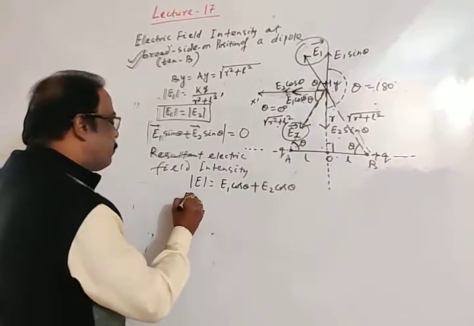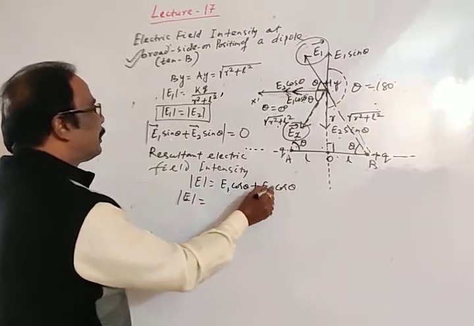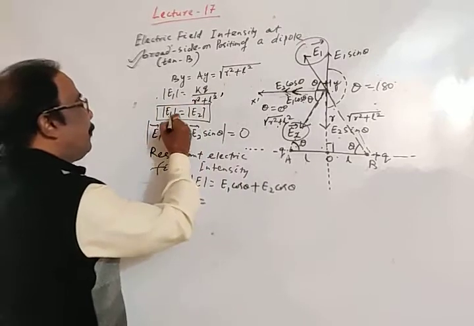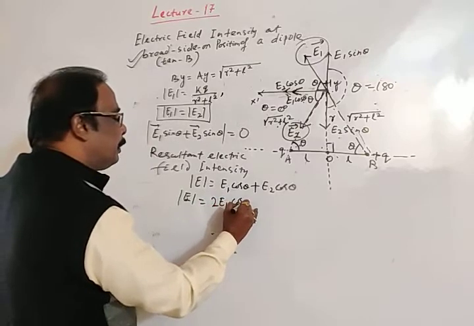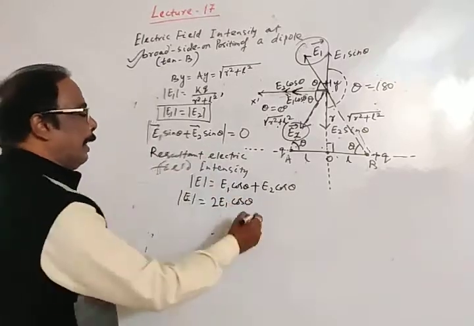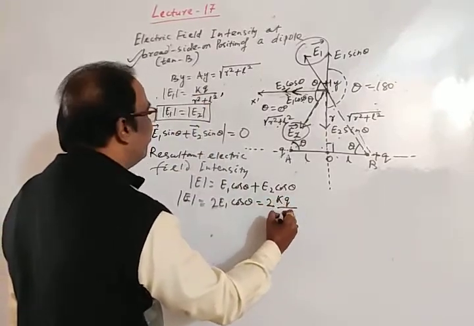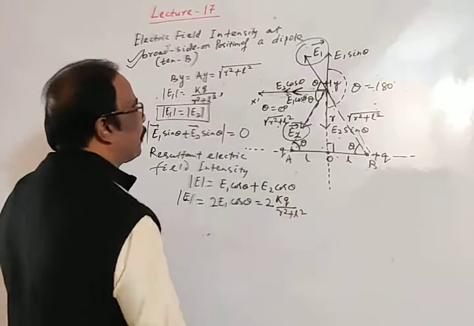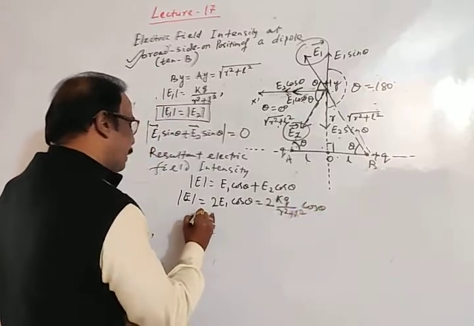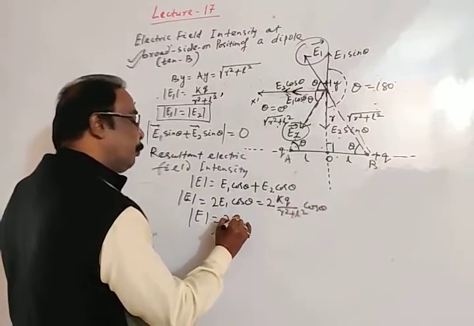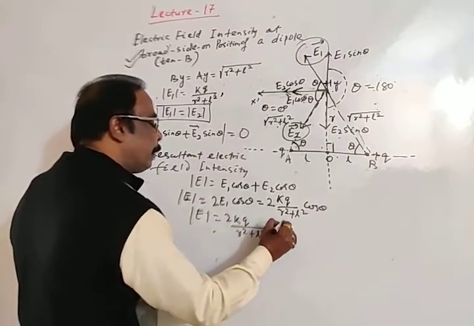Okay. Then the magnitude of the resultant electric field intensity is E1 cos theta plus E2 cos theta. See, the magnitude of E1 is equal to the magnitude of E2. So we may write either 2 E1 cos theta or 2 E2 cos theta. In place of E1, we may write KQ divided by R square plus L square, into cos theta. So the magnitude of the resultant electric field is 2KQ divided by R square plus L square, into cos theta.